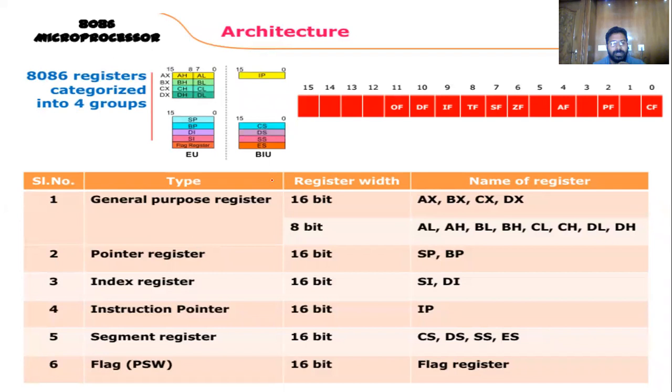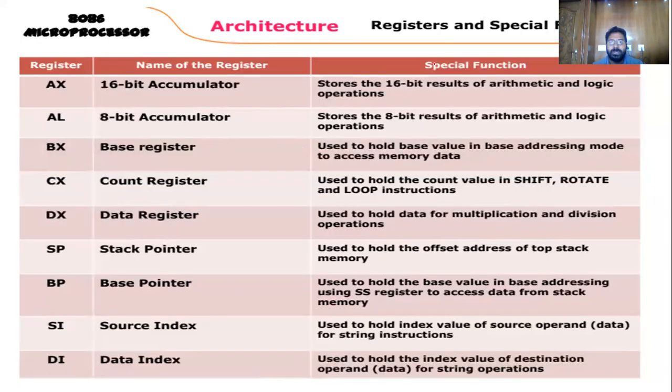You know that some general purpose registers you can convert into AH, AL, BH, BL; some pointer registers, stack pointer, base pointer; then source index register, destination index register, instruction pointer, code segment register, data segment register, stack segment register, extra segment register, then the flag register. So you know the registers and special functions. You know what the accumulator is. It stores the 16-bit result of the arithmetic and logical operations. Remember, it stores the 16-bit result of the arithmetic and logical instructions.